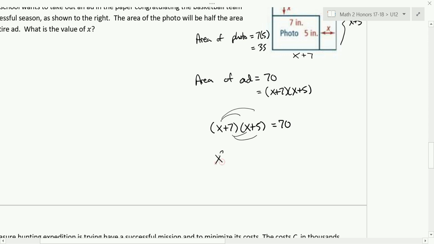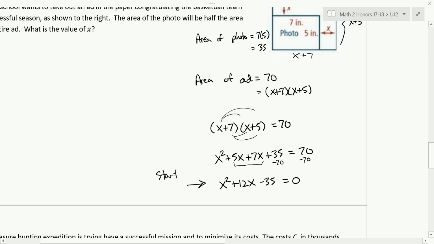So we get x squared plus 5x plus 7x plus 35 is equal to 70. If I add this 5x and 7x, I get x squared plus 12x. And then I'm going to subtract 70 from both sides to make that equal to 0, and I get minus 35 equals 0. So this is where we're going to start thinking about our methods. Okay, and we have factoring, quadratic formula, or completing the square.